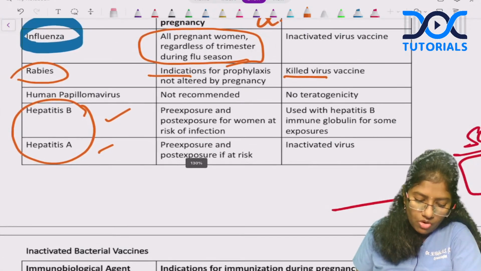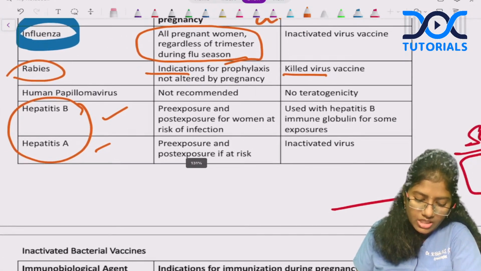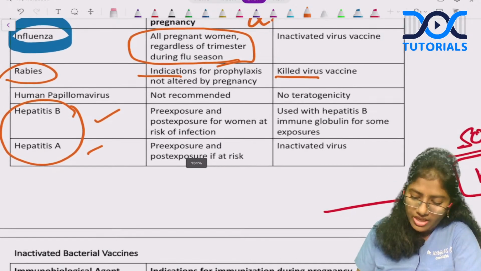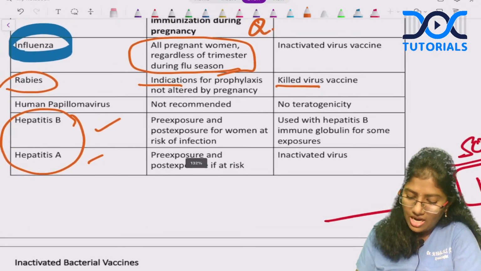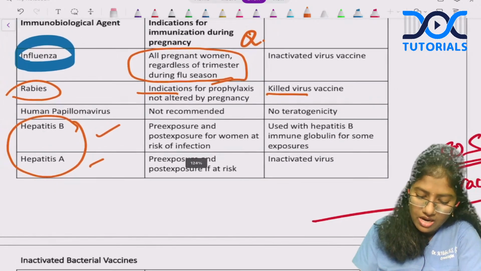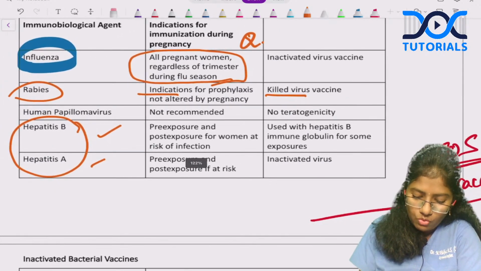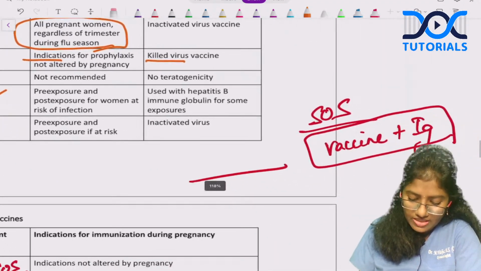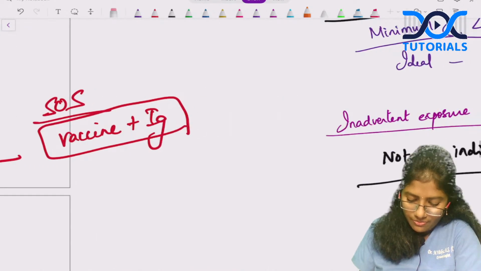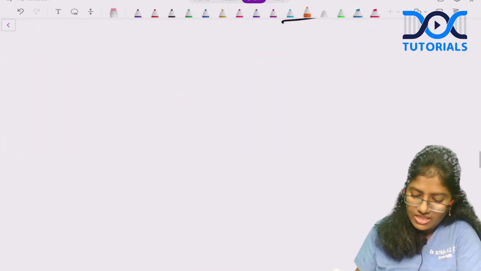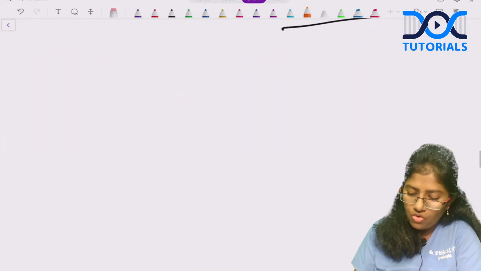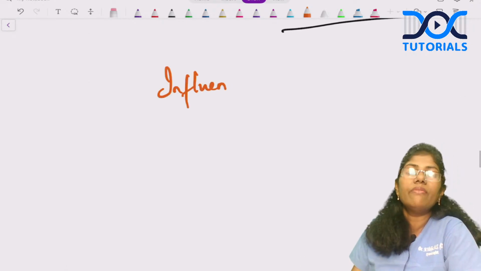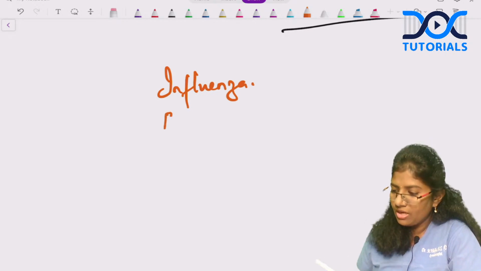So, in a nutshell, I would recommend a few viral vaccines that can be administered during pregnancy. Those viral vaccines are flu vaccine, rabies vaccine, hepatitis A, hepatitis B. All these vaccines can be given during pregnancy whenever required.